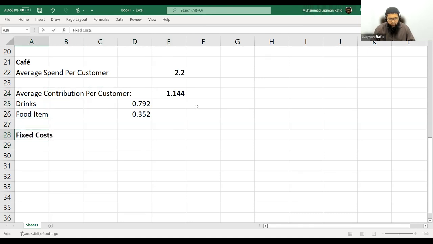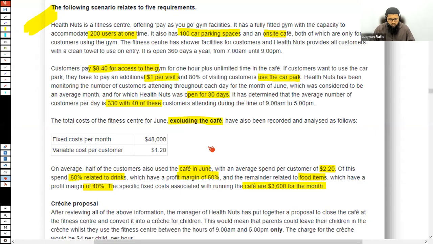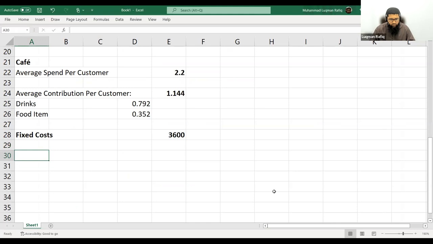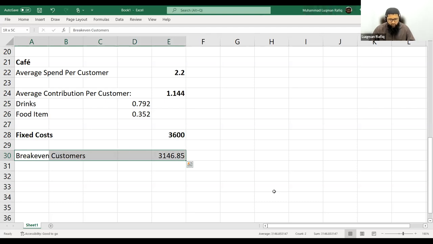The fixed costs of the cafe are what? 3,600 per month. Break-even customers are going to be 3146.85. That is the break-even customers.